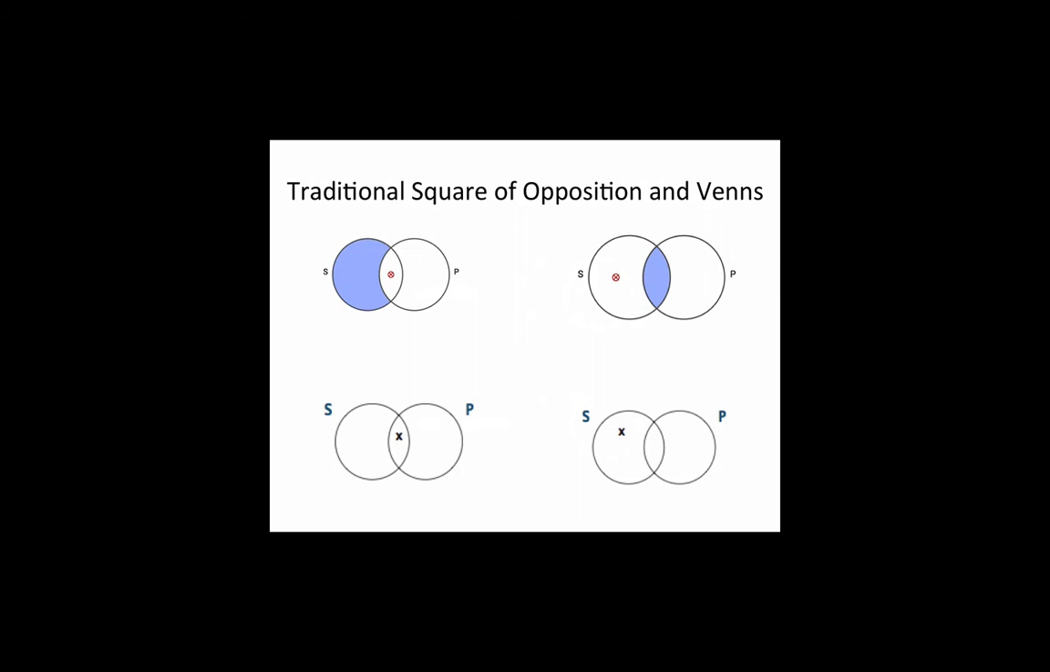Take a few minutes to think about, by way of your diagrams, how contraries, subcontraries, subalternation, and superalternation work or don't work based on our previous discussion of truth values.